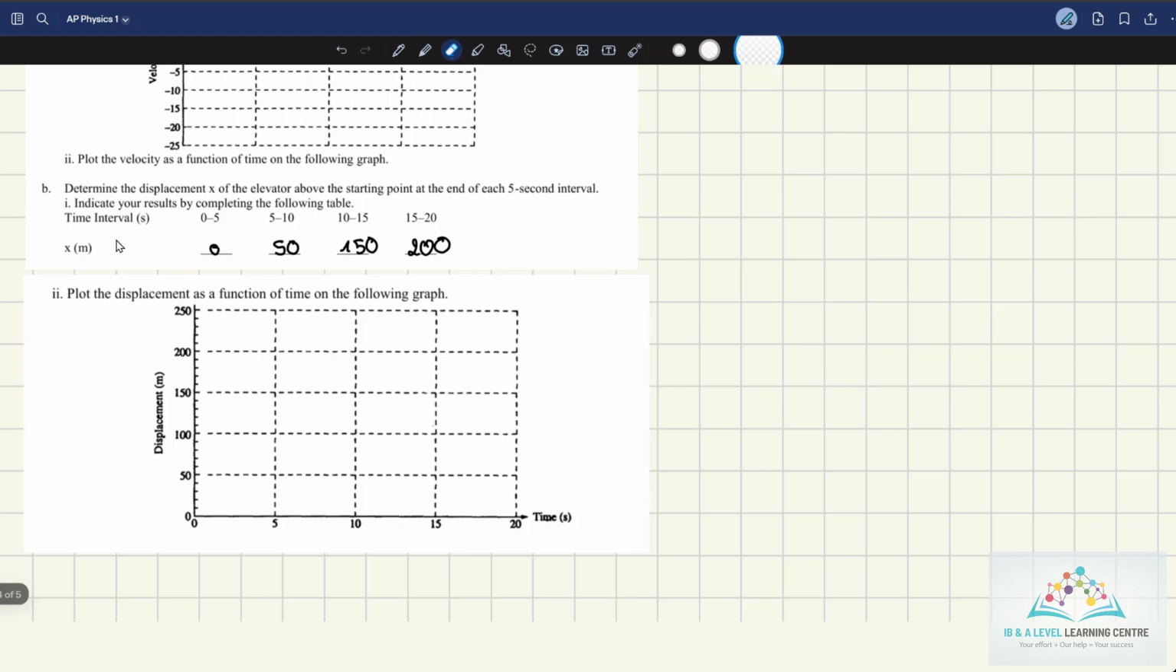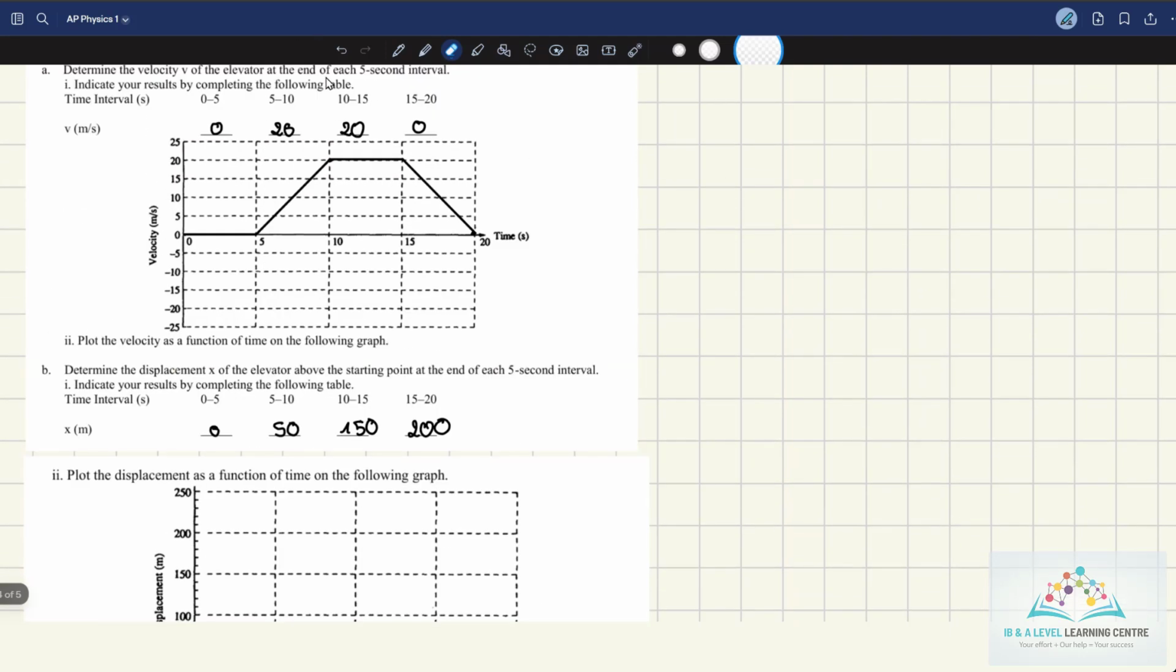Okay. Plot the displacement as a function of time in the following graph. You have to see which segment is a parabola and which is a straight line. The graph of displacement is a parabola concaving up when it accelerates, when it speeds up, which is the second segment. And then the graph becomes a straight line going up with positive slope when the velocity is constant during the third segment, from 10 to 15 seconds. And lastly, in the last segment, the velocity decreases from 20 to 0, so it has a negative acceleration.